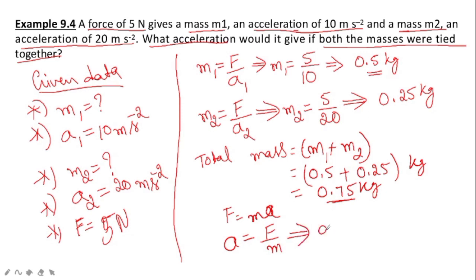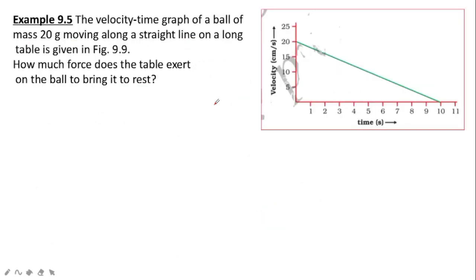So then A equals, what is F? F is 5 divided by, what is m? It is 0.75. Then what will be the acceleration? So acceleration will be 6.67 meter per second square. So this is the method of solving this problem. Clear? Now shall we move on to the next problem, that is example 9.5.